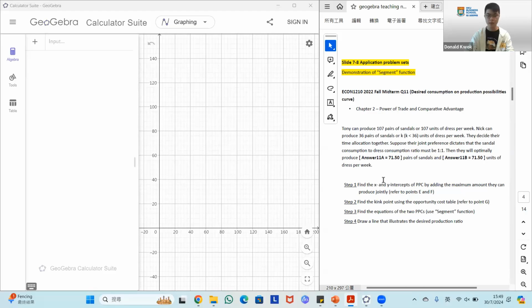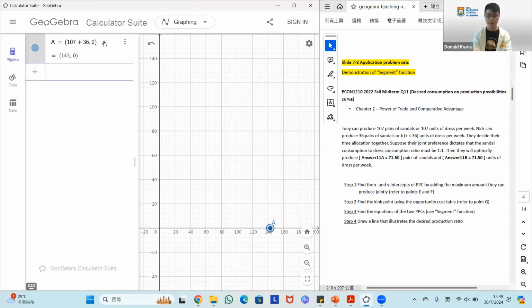In the following demonstration, I will plot scandals on the x-axis and dresses on the y-axis. Now, the first step is to put down the x and y intercepts of the joint PPC by adding the maximum amounts they can jointly produce. The x-intercept means that if they only produce scandals, what will be the total amount of scandals they can produce? It would be 107 plus 36. So this is the x-intercept.